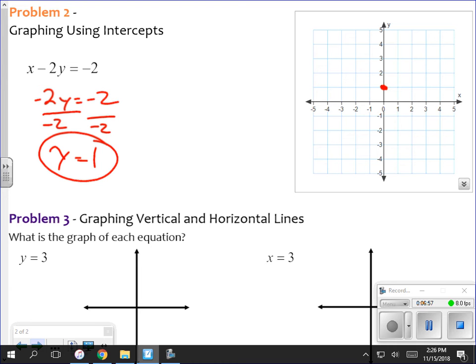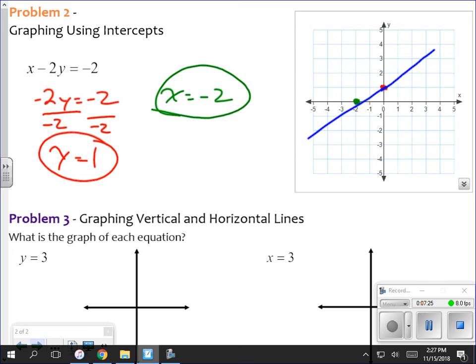Find the x-intercept. And this one's really easy. Cover up the y's. What do you get? X equals negative 2. I don't even have to solve anything. It's already solved for me. Negative 2. Put a dot on negative 2 on the x. And what does my line do? It goes through those 2 points.